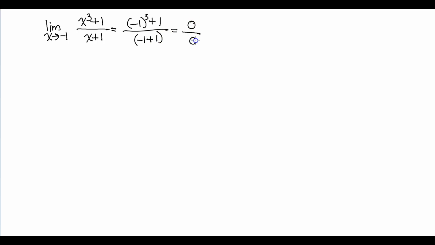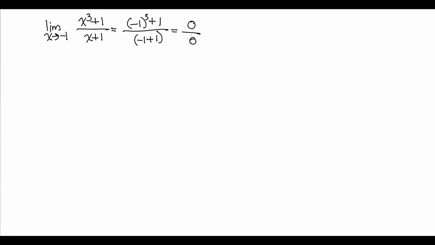Here we have another limit. The limit as x approaches negative 1 of x cubed plus 1 over x plus 1. If we were to do direct substitution, you would get the indeterminate form. Let's just do this to see whether it exists. You get the indeterminate form 0 over 0.